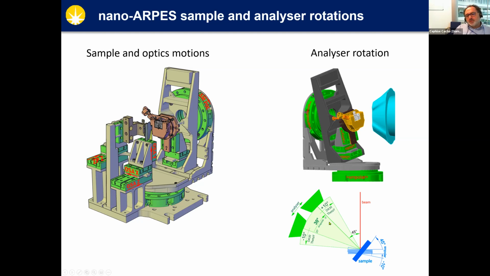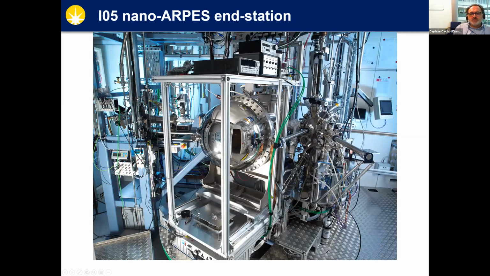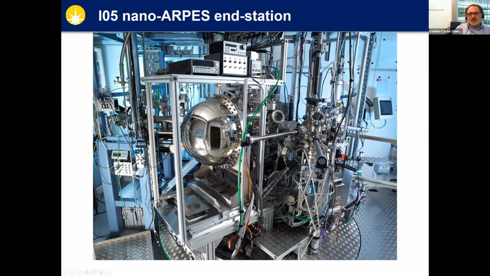And also what is very important is that you can rotate the analyzer. So now you can rotate the analyzer and do the same mapping as before, but without moving the sample. And that's a major difference between a nano-ARPES chamber and a high resolution ARPES chamber. And you can see this on this picture here. This is a picture of the end-station, of the nano-ARPES end-station.